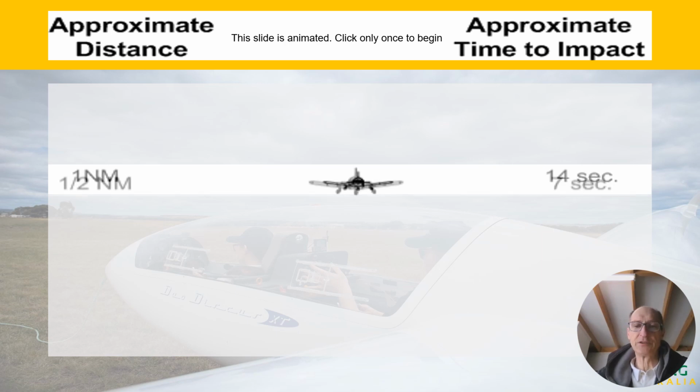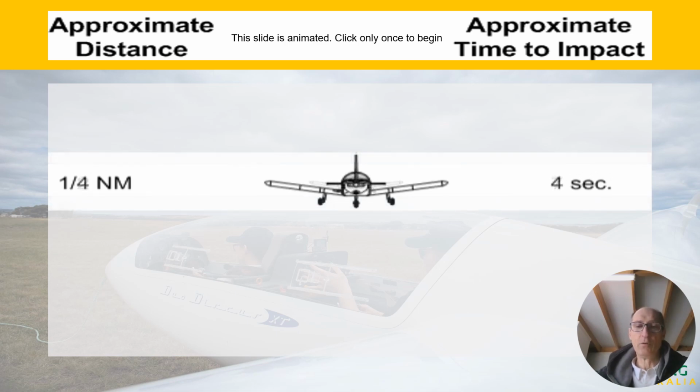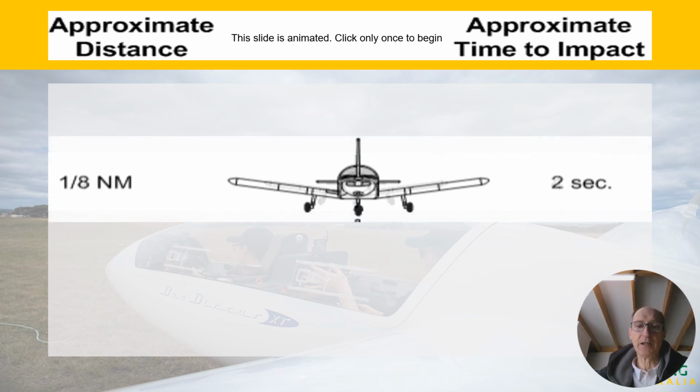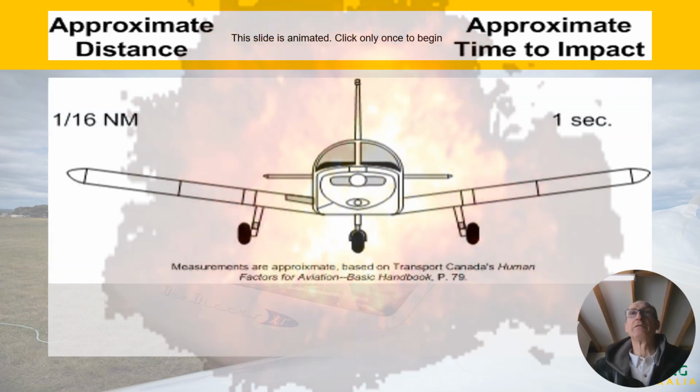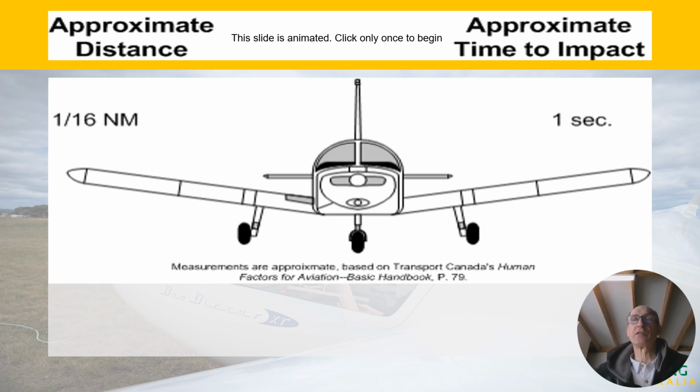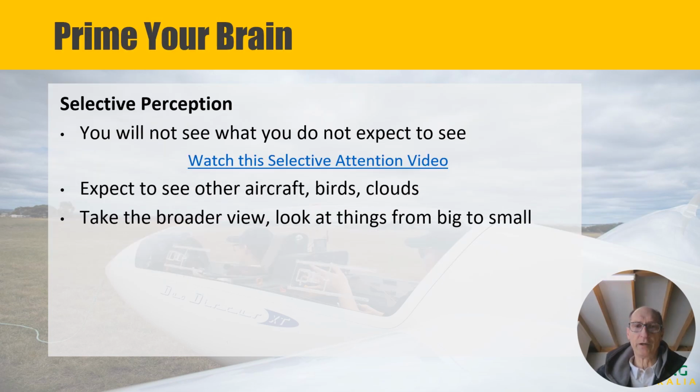14 seconds, you'll see a small aircraft, and then 7 seconds to impact, 4 seconds to impact, and the aircraft just appears to get bigger until, of course, we have an impact. And it's those last couple of seconds that we might be saying something like, oh, I saw it getting bigger, and then it hit me. So we want to avoid that, so you do have to keep a good lookout.